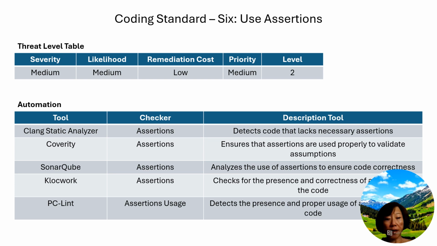Okay, let's go back then to the threat level table. For assertions, severity is medium, likelihood medium, remediation cost low, priority medium, and level 2. There are 5 different automation tools that do assertion checking: Clang Static Analyzer, Coverity, SonarQube, Klocwork, and PC-lint.